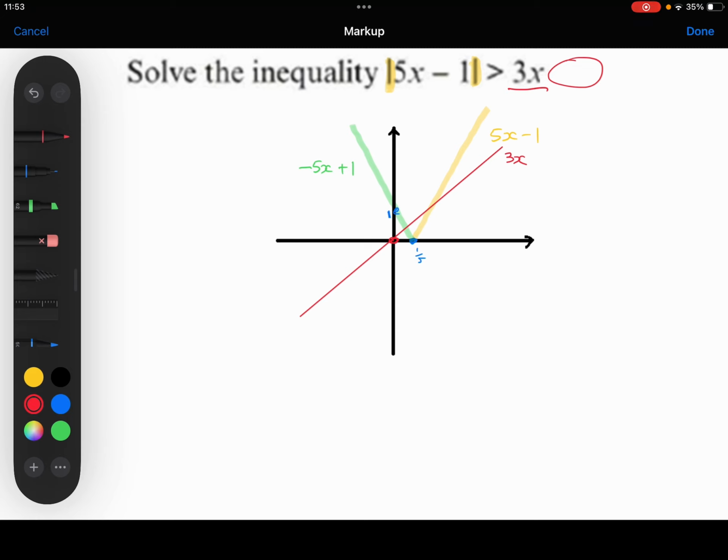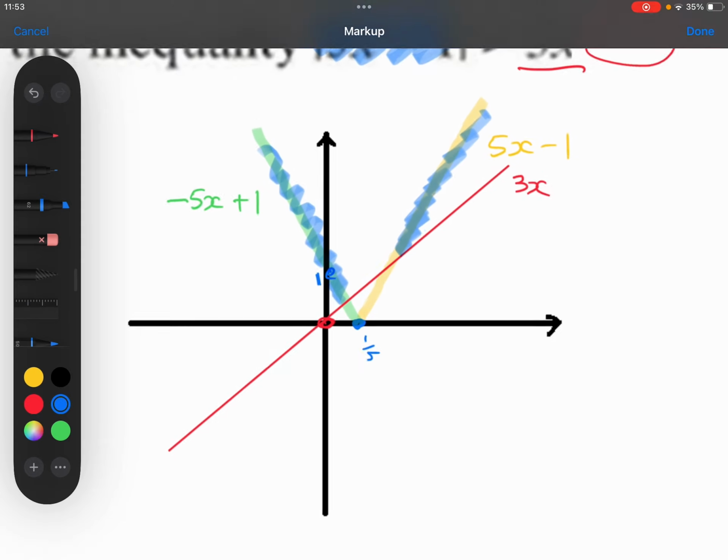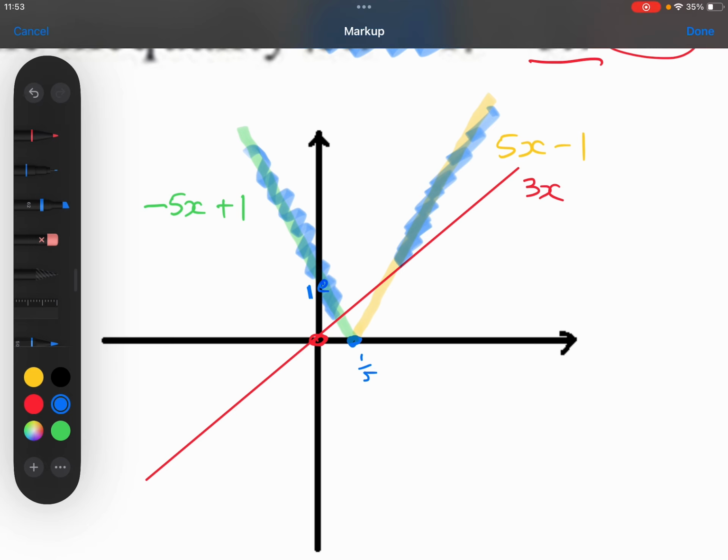Right, so now I've sketched my graph. I can now see that the modulus part of the graph is greater than the 3x over here and over here. These are the bits of the graph where the modulus is above the red line. In this part of the graph here, the modulus is below the red line, so I don't want that. I want the bit of the graph where the modulus is above the red line.